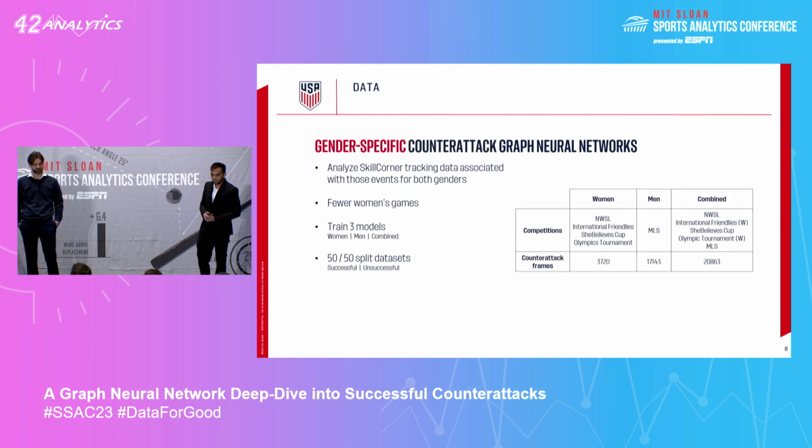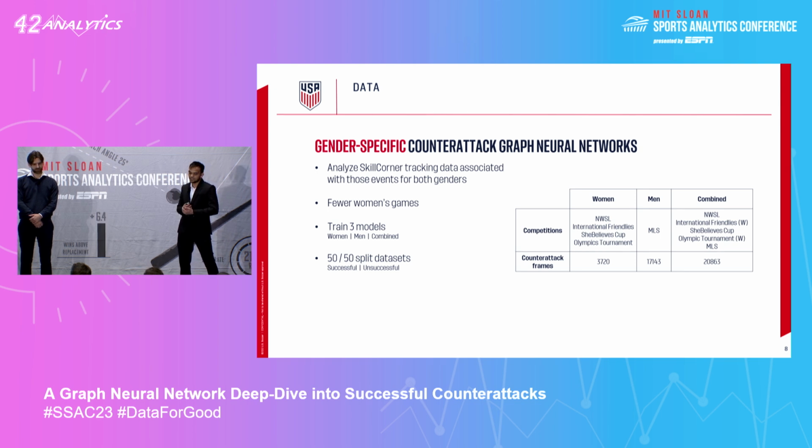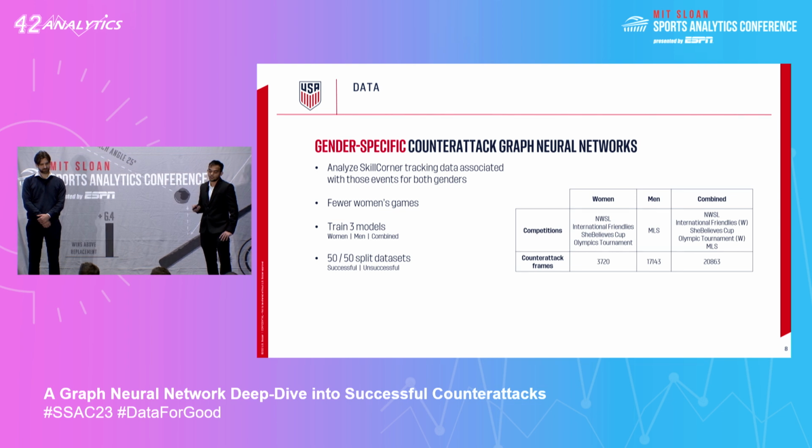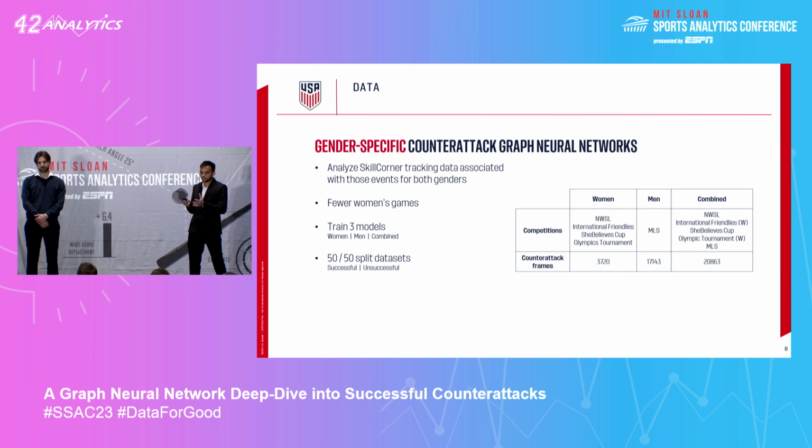Moving on, let's talk about the gender-specific aspect of it. We use SkillCorner tracking data from the MLS and NWSL for the men's game and women's game respectively. As you can see from this chart, we have fewer samples for the women's frames and more for the men's. It's almost a 4:1 ratio. And then we also built a combined model which includes all of the data for men and women. It is important to note that we used a 50-50 split. So there are 50% successful counterattacks in the data set and 50% unsuccessful counterattacks.